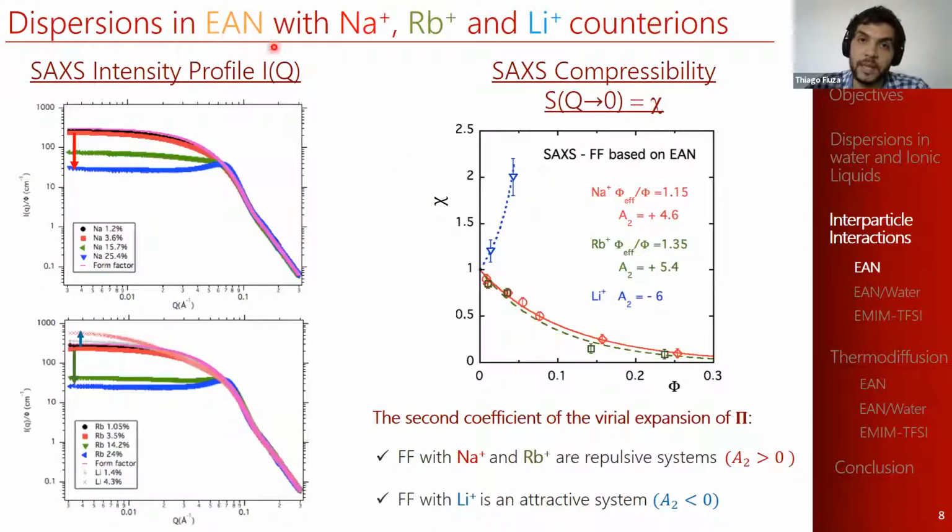So first, for the sample in EAN with the 3 different counterions, we can see from the SAXS profiles that for sodium and rubidium, as we increase the concentration of nanoparticles, the curve intensity reduces. As for lithium, it increases. It is translated here in the compressibility. As you can see, in both systems we can fit the Carnahan-Starling formalism. And for lithium, we can see that it actually increases. So for the first 2 cases, we have a positive A2, which means we have repulsive systems. And in the last case, we have a negative A2, which means that we have an attractive system.